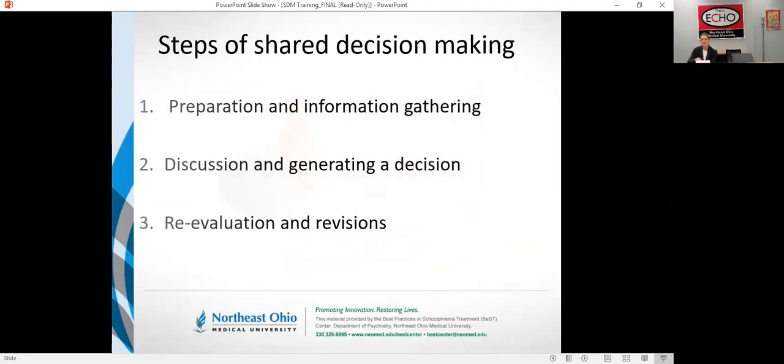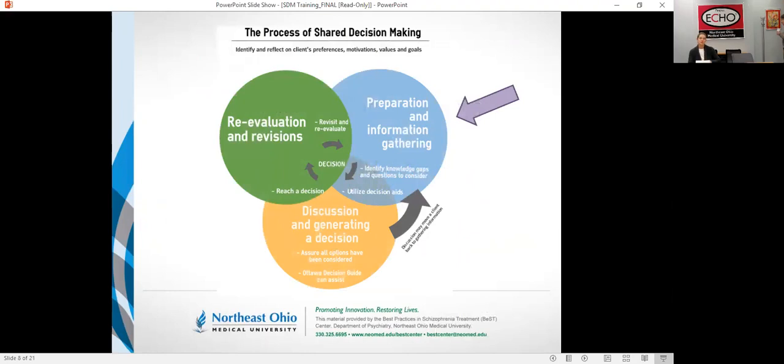There are three main steps for shared decision-making: preparation and information gathering, discussion and generating a decision, and then reevaluation and revisions. I think that last piece is really important. It's a way to be able to demonstrate that this is a continuous process, that just because you've made a decision, you can go back and reevaluate, and if we need to make changes, we can do so. But it's just acting on what would be best for the circumstances right now. So the process of shared decision-making, we're going to start with the preparation and information gathering.